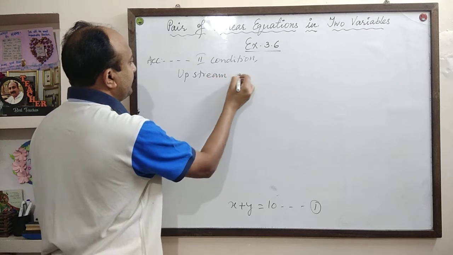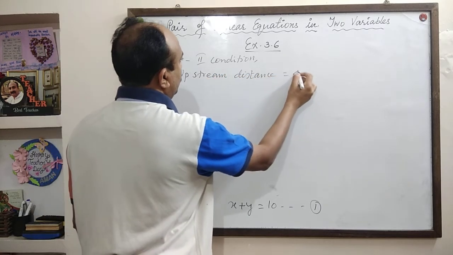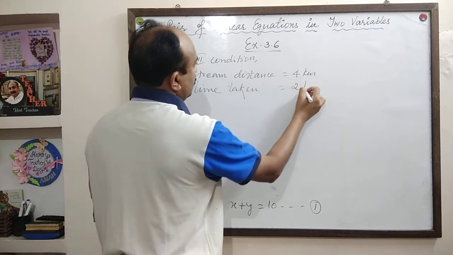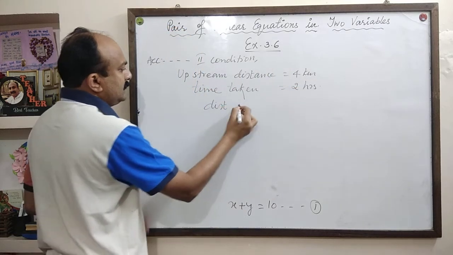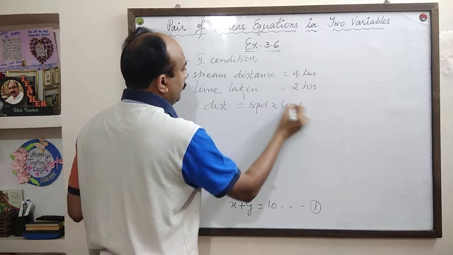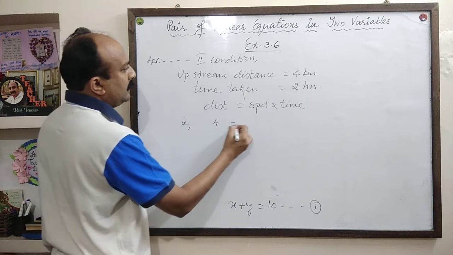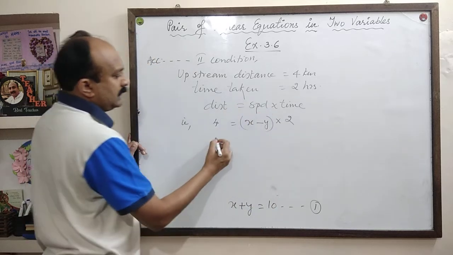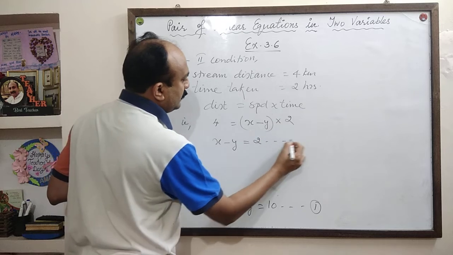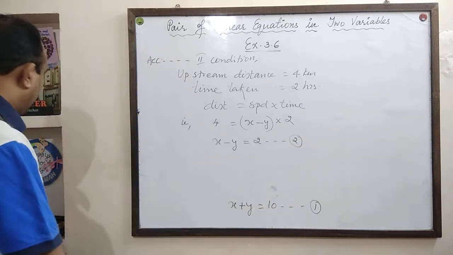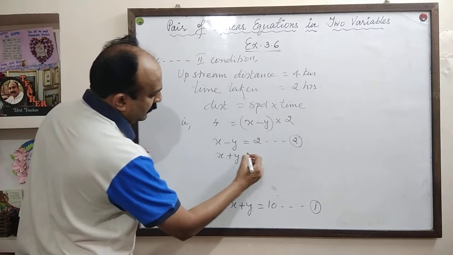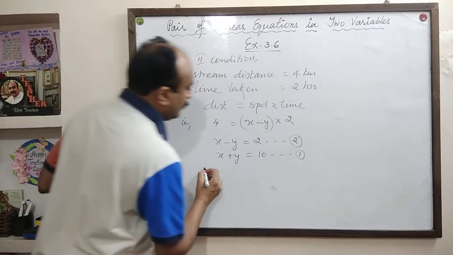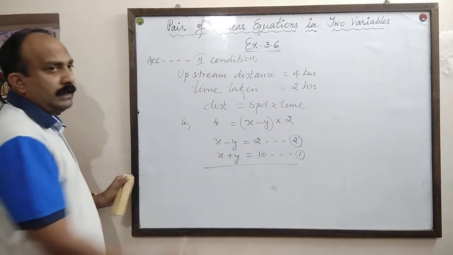Upstream distance is equal to 4 kilometer, time taken is equal to 2 hours. We know that distance is equal to speed into time. Put the values, that is 4 is equal to speed x minus y and time is 2 hours. Again 2 and 4 got cancelled. X minus y is equal to 2, equation number 2. We have equation number 1 below. X plus y is equal to 10 is equation number 1. Now we can solve it further by adding or subtracting. On adding, y and y will get cancelled.